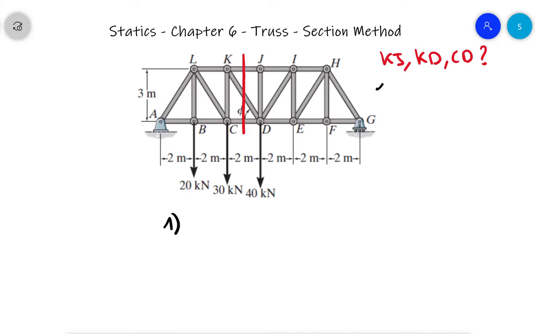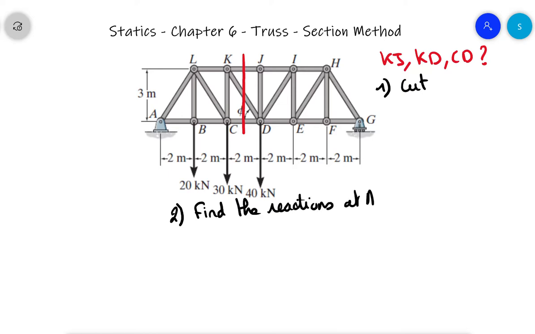Let's solve for the first. So one, we did the cut. Second, we need to find the reactions at A and G. So let's do that. We will use the entire truss as a free body diagram.